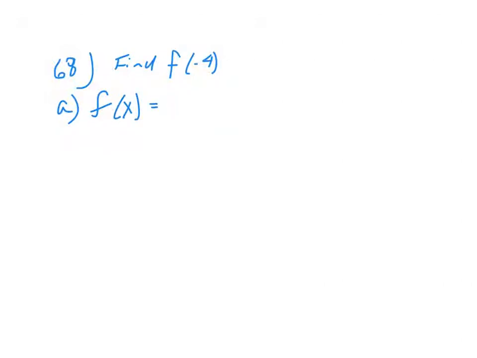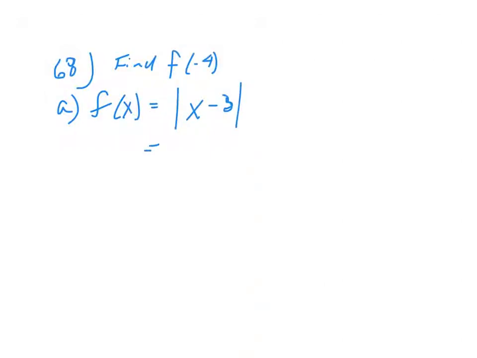We're now on 68. 68a, as well as B, C, D, says find the f of x. And in this case, x is negative 4 for each function. So A says the f of x equals the absolute value of x minus 3.